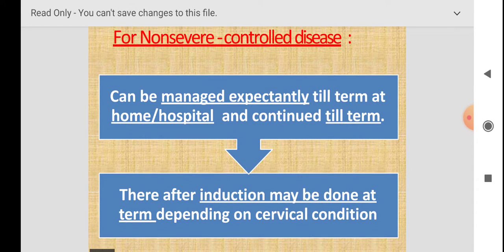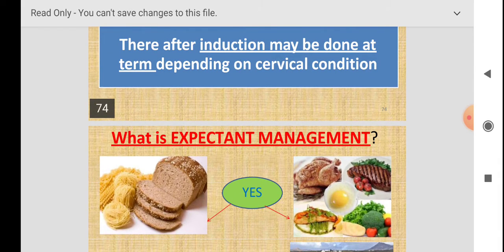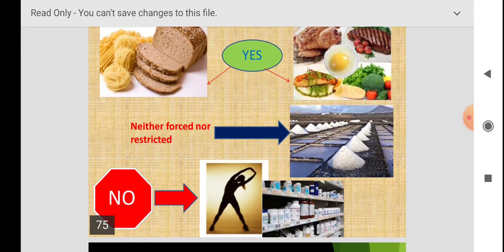For non-severe controlled disease, it can be managed expectantly till term, either at home or hospital. Afterwards, induction may be considered once she is term, depending upon the cervical condition, that is the Bishop score. What is expectant management?